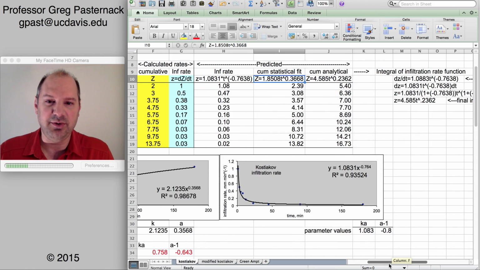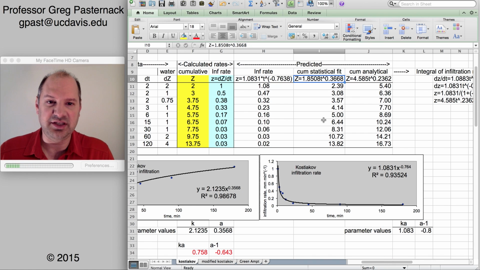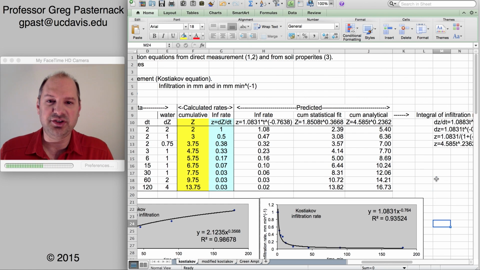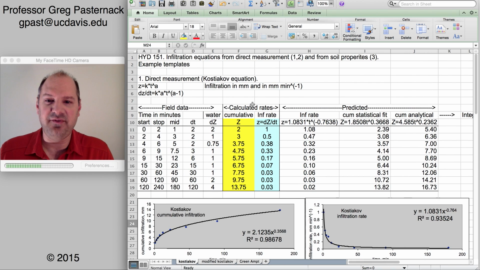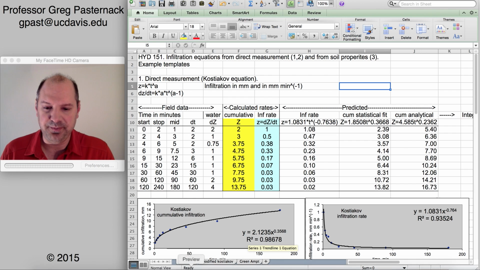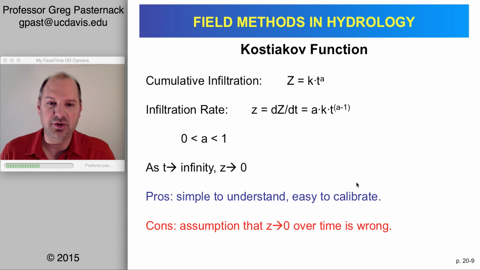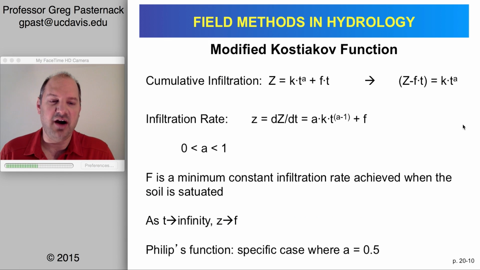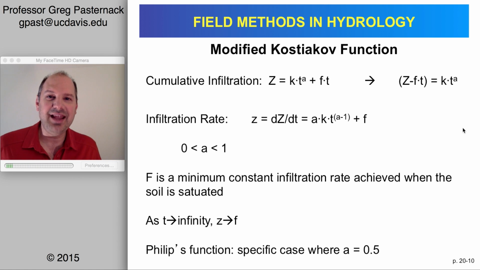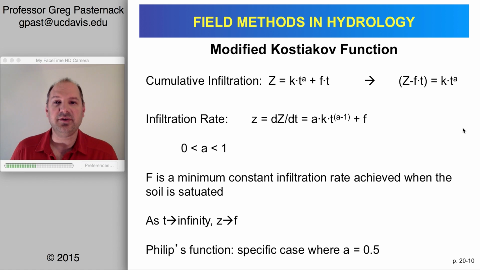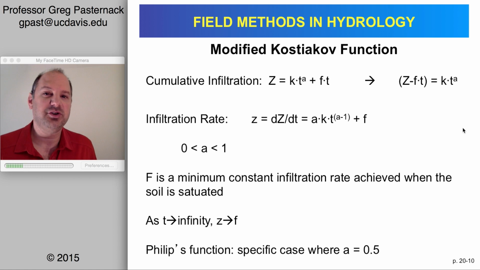And then it's possible to compare all of these functions and have it all going. So that shows the data side of an infiltration experiment using the Kostiakov function. If we now move on to the modified Kostiakov function, the idea here is to not end with a zero infiltration rate, but with a constant infiltration rate that should be equivalent to the saturated groundwater movement.